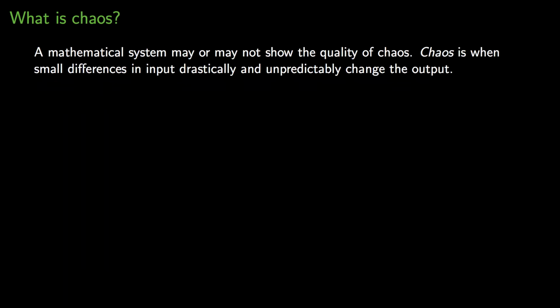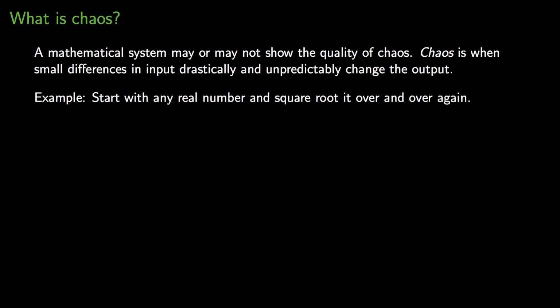So those are systems. Now, a system may or may not show the quality of chaos, which is where small differences in input, a tiny difference in input, will drastically and unpredictably change the output. It does not mean chaos and mayhem, where we have no idea what's going to happen. It means big, unpredictable changes when we only change the input a little bit.